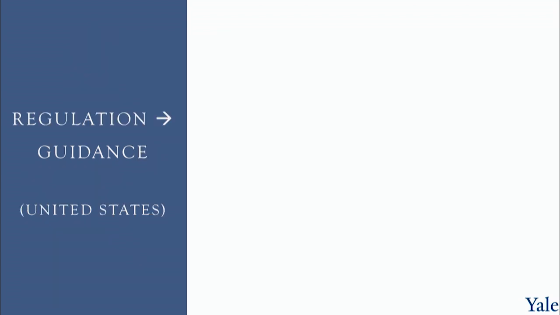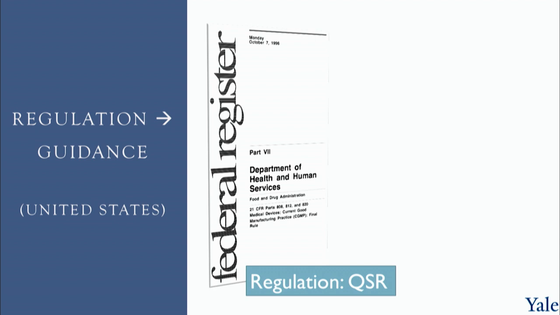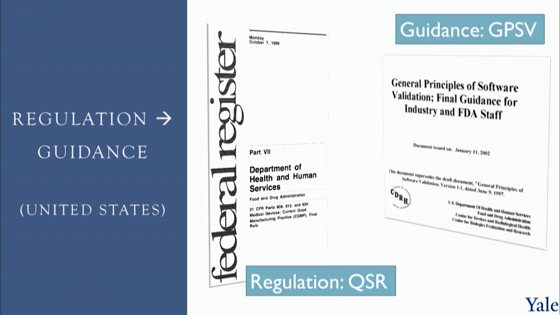So regulation to guidance in the United States. The regulation governing medical software is the Quality System Regulation, Code of Federal Regulations 820. This is the cover of the PDF. And an example guidance is the General Principles of Software Validation. This is a guidance document. And we'll discuss both of these documents in some detail next week.